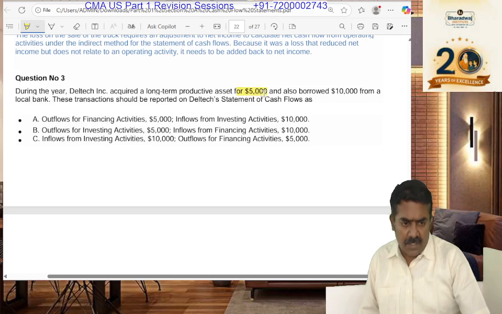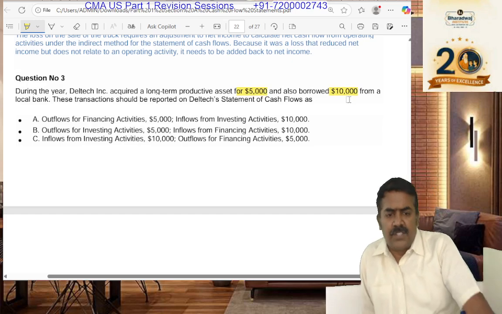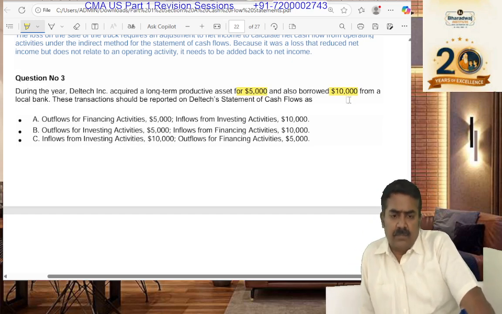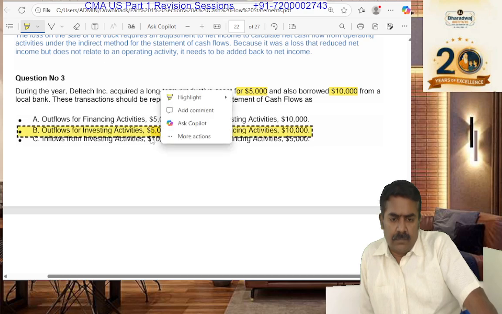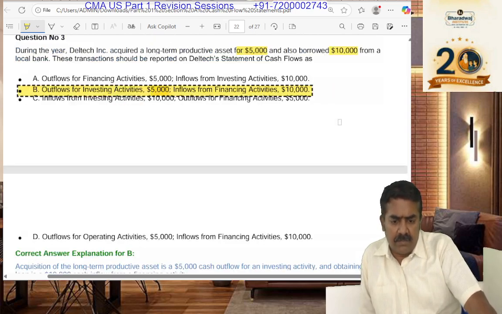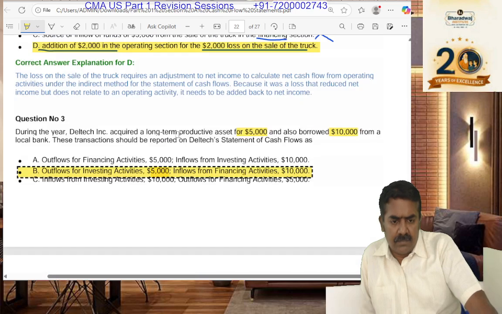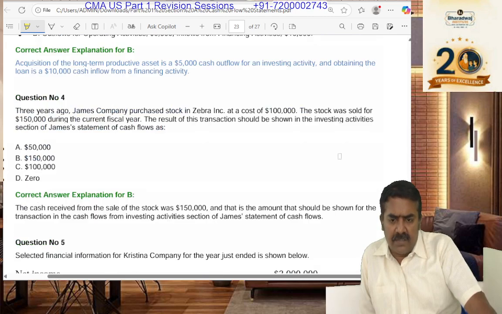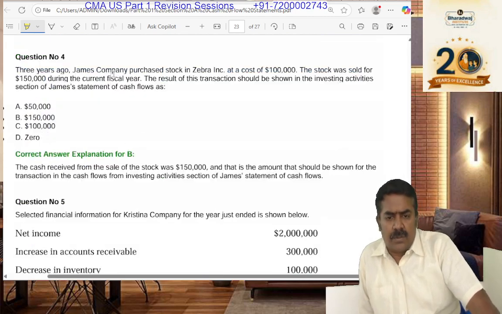We purchased an asset for 5,000. We borrowed 10,000 from a local bank. Which activity? Investment. 5,000 is investing activity. 10,000 is what? Financing activity. Purchase of asset, investment activity. Borrowing money, financing activity.